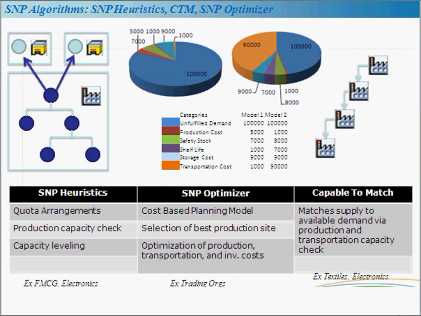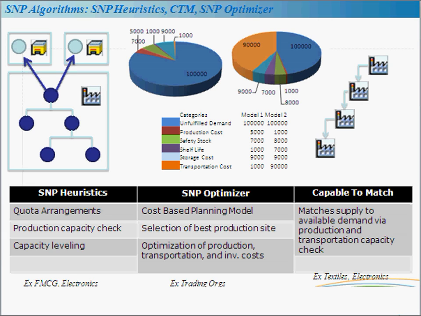So that's what SNP optimizer deals with. One important thing to note is that the costing that we do in ECC and the SNP optimizer costing is completely different. So trading industries and some other industries, depending upon the business need, might go for SNP optimizer. And the final engine that SNP provides is SNP capable to match.